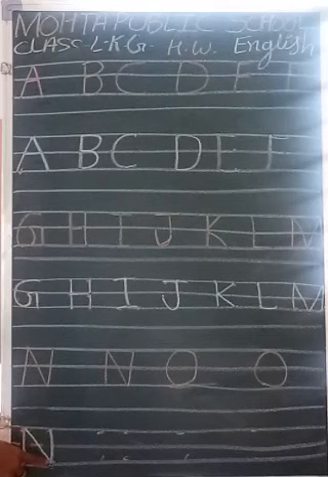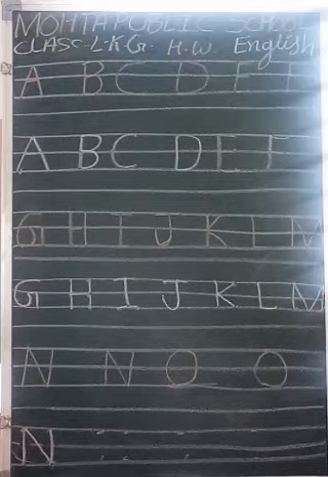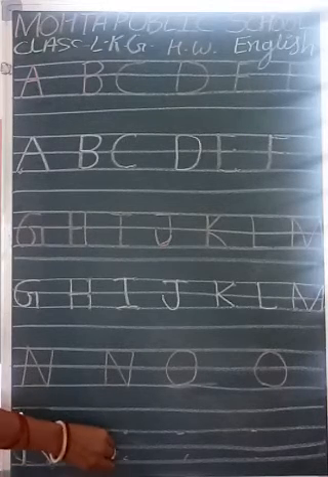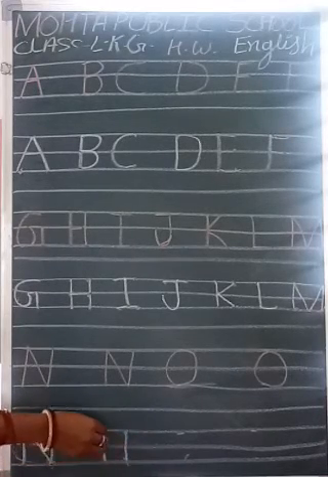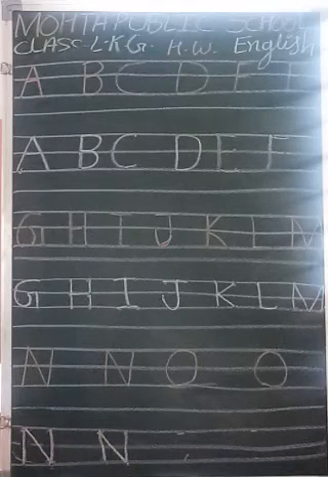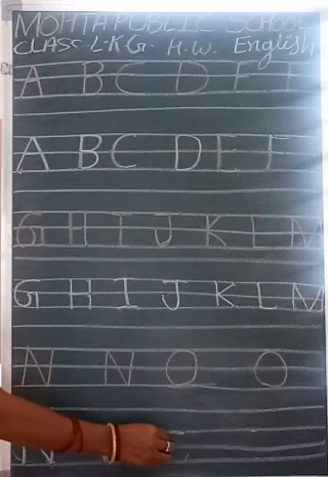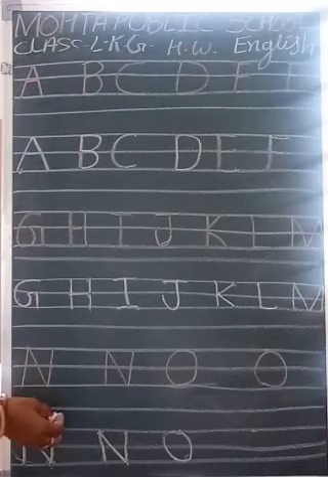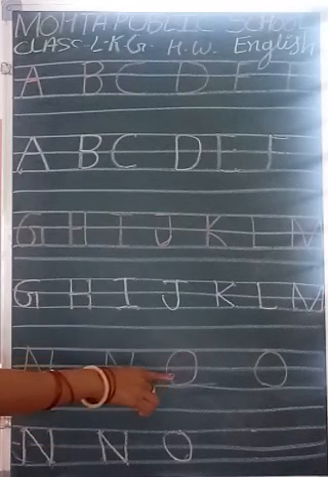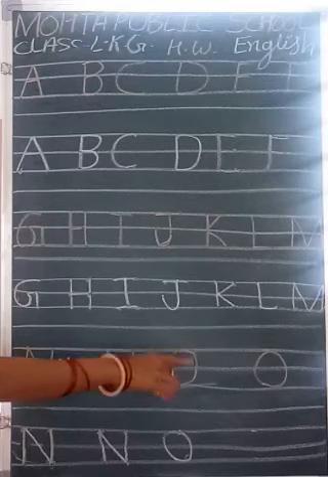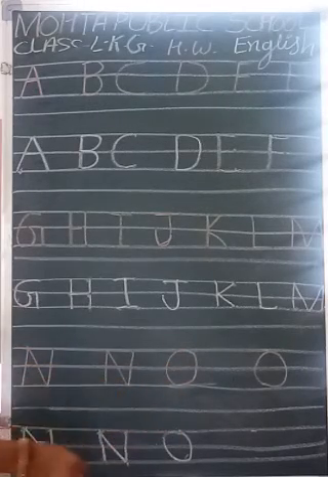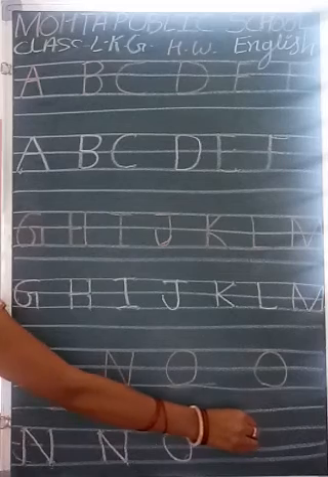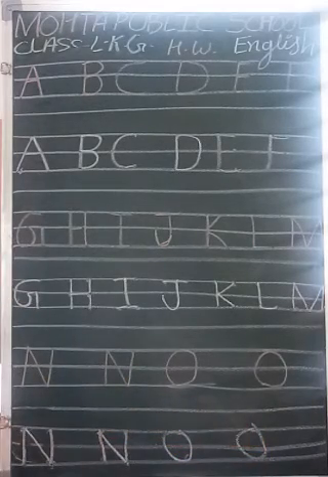Left side se right hume isko milana hai. N for nest. Standing line, and like this. N for nest. After N for nest, O for orange. So we will match like this. O for orange. We have to make circle. We will make dot for O for orange in first line and third line. After that, we will make circle. Like this, O for orange.